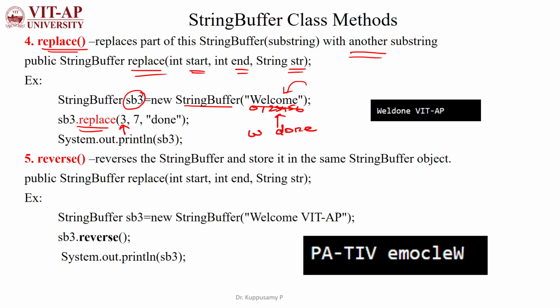So here WELDONE, that's what we are replacing. So well done, right? That is the thing. So here VIT is not there because our string is this one, right?